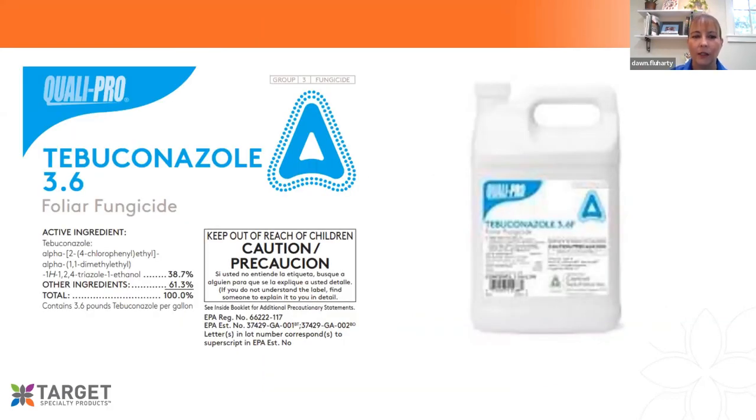So tebuconazole is a caution label. This one is a group 3 fungicide. And I know it's going to sound strange, we have different group classifications on our fungicides. Group 1, group 2, group 3 are the main ones we use in our industry. The reason I point this out is because a lot of times our pests and diseases correlate with the group of fungicide you're dealing with.